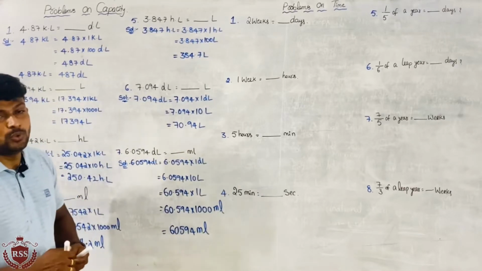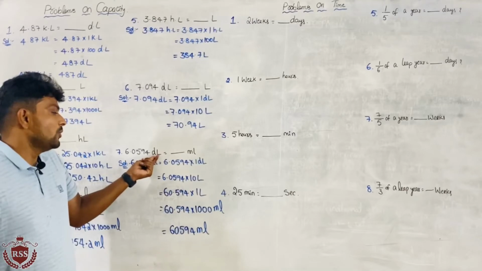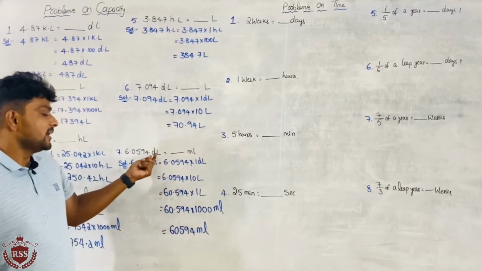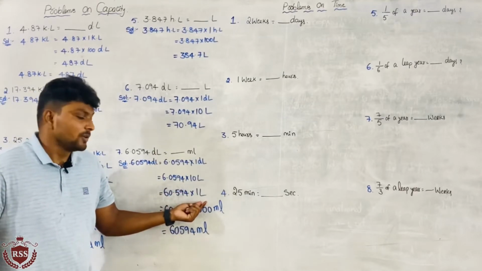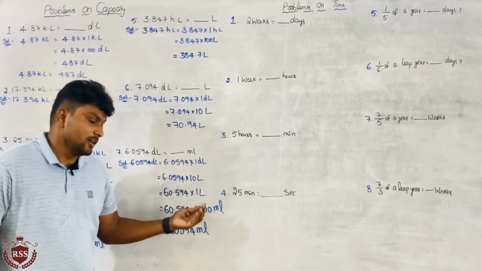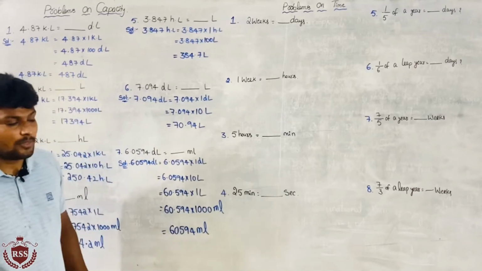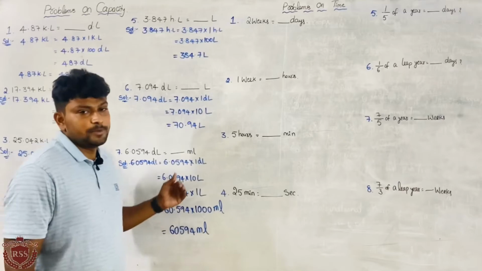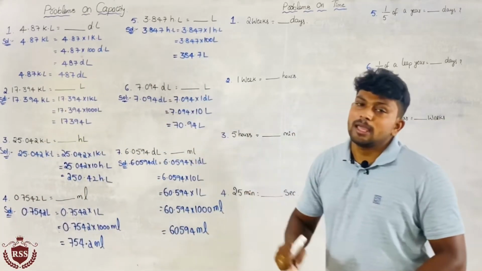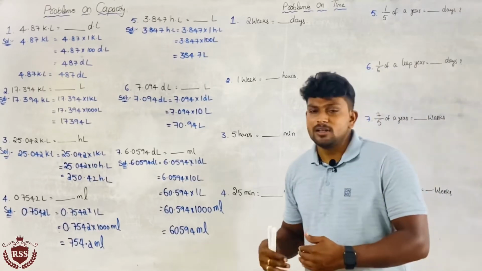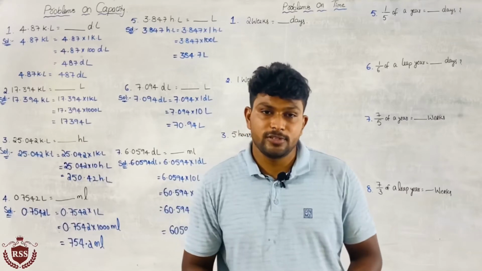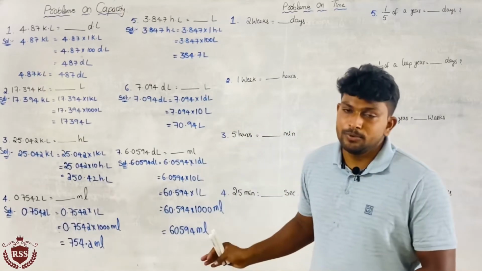This is the conversion from decaliters to milliliters. See, here we are doing two steps. Why? Because we don't know the exact value of a decaliter in terms of milliliters. So decaliters are converted into liters, and liters are converted into milliliters. This is all about the problems on capacity. They are all very similar problems, but we need to learn the basic units first. After that, it is very simple.